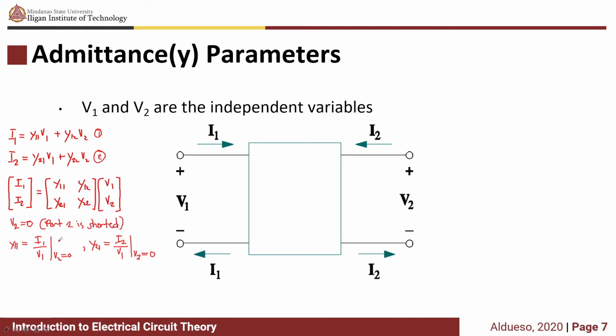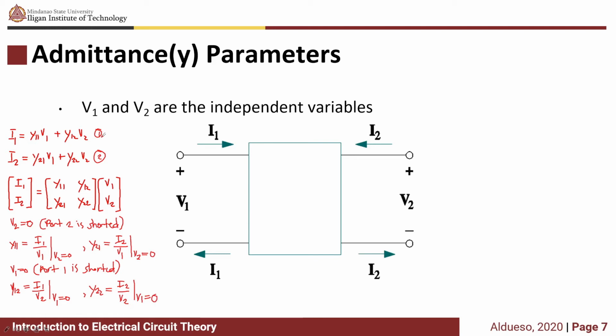So now when we short port 1, our v1 is equal to 0. So we can solve for y12 and y22. So our y12 is equal to I1 over v2 with v1 equal to 0. And our y22 equal to I2 over v2 with v1 equal to 0.